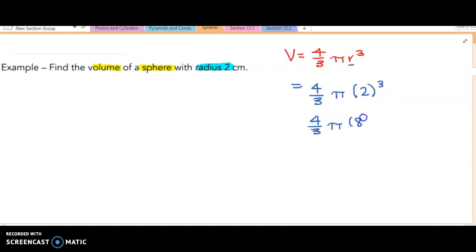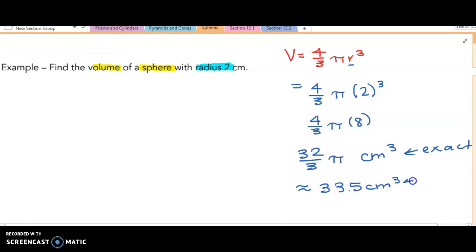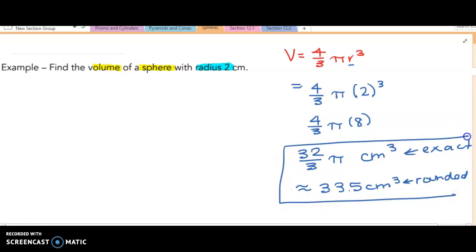2 cubed is 8. So 8 times 4 is 32 over 3 pi centimeters cubed. That'd be my exact answer. And if I wanted to round that, put that into my calculator, that's roughly 33.5 centimeters cubed. That's rounded. So that would be my final answer.